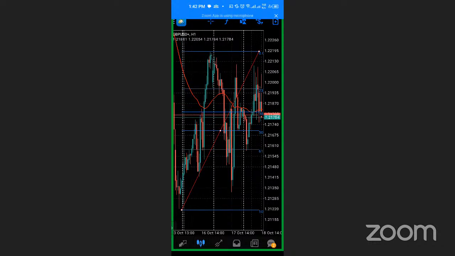You understand? I can do that. Okay, so that's how it works. I have just drawn my Fibonacci from the low part up to the middle point here. Okay, good. So let's continue.